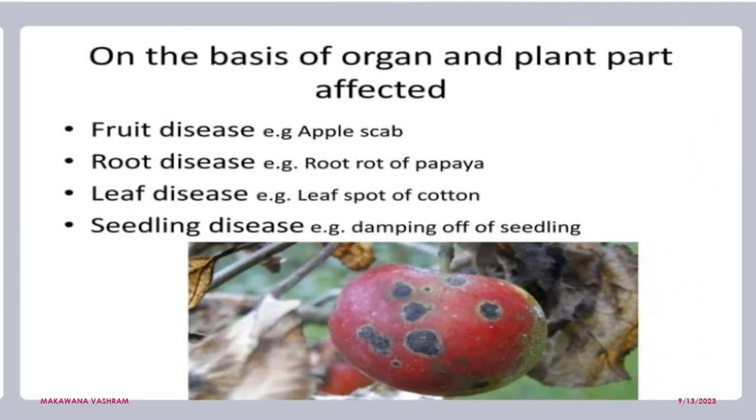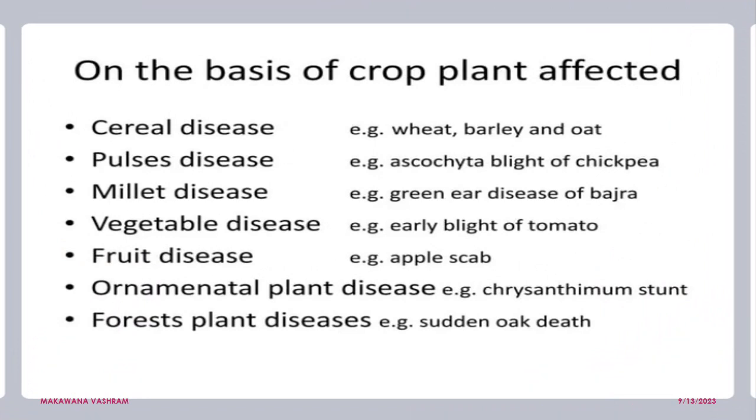On the basis of organ and plant part affected: fruit disease, apple scab; root disease, root rot of papaya; leaf disease, leaf spot of cotton; seedling disease, damping off of seedlings. On the basis of crop plant affected: cereal disease, pulses disease, millet disease, vegetable disease, fruit disease, ornamental plant disease, forest plant disease.